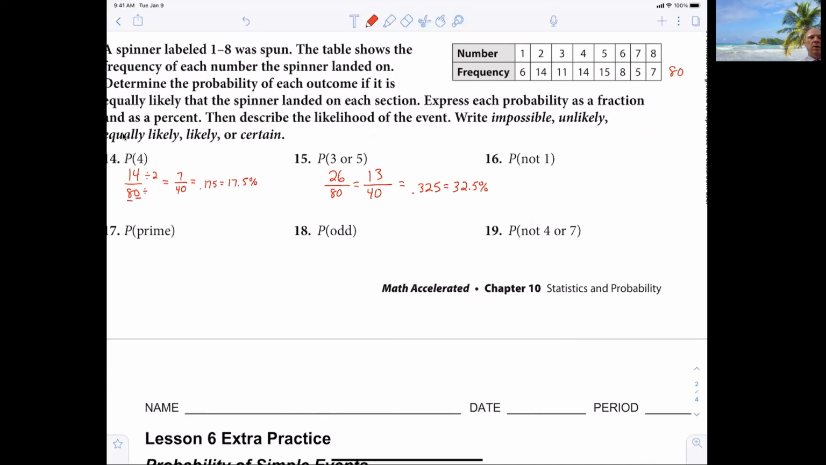All right? How many of them are not 1s, KK? 74. How did you get that so fast? Did I use my calculator? I know, but what did you do? Oh, you just subtracted. From what? What did you subtract from 80? Very smart. Finally. Thank you.